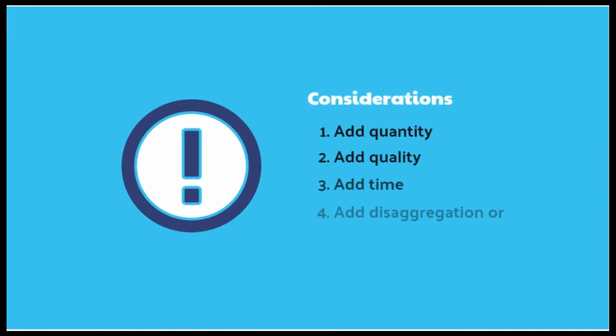Here are some further considerations. Add quantity if you're defining a quantitative indicator. Example, number of students enrolled. Add quality for specifics. Example, number of students enrolled in primary school. Add time. Example, number of students enrolled in primary school each term. Add disaggregation or category. Example, number of female students enrolled in primary school each term.